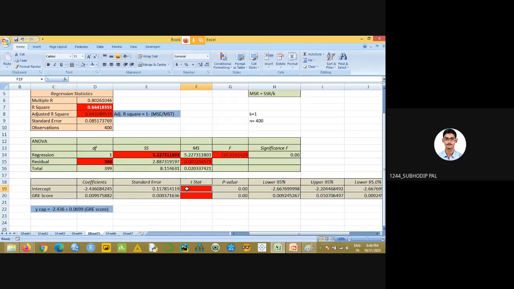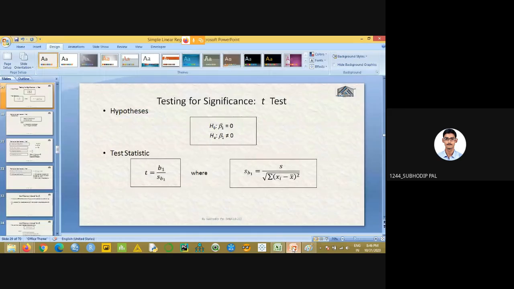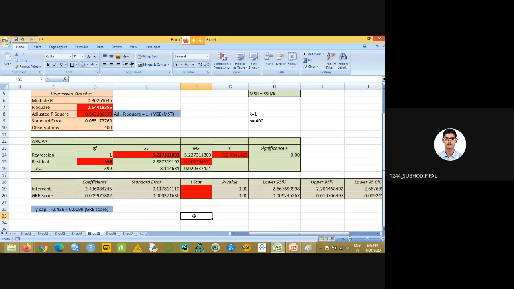There will be t statistics. The t statistics value is missing. How do you calculate t statistics? In the PPT there is one formula. t can be calculated by B1 divided by SB1. So actually we write it as B by SB. Let me write t stat is equal to B by SB. This is the formula.